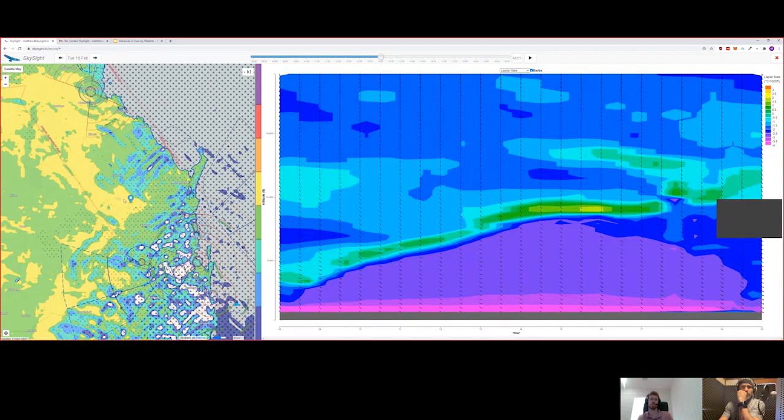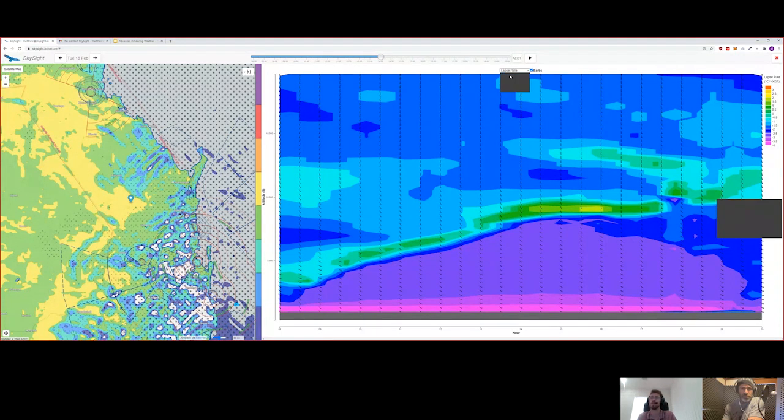So this is showing us, for this point, what's happening in the atmosphere above us through the day. So we see, here we're looking at the lapse rate. That is the stability of the atmosphere. So we can see that through the day, there's this stable layer above us at about 3,000 feet that slowly lifts higher and higher. So this unstable layer here is where we'll be flying.